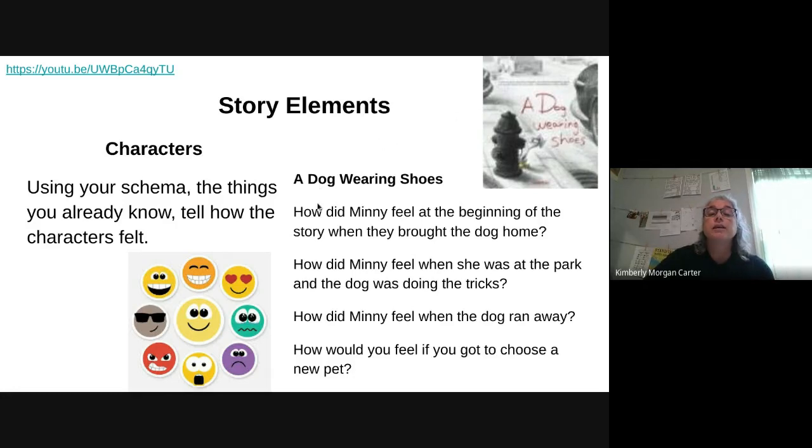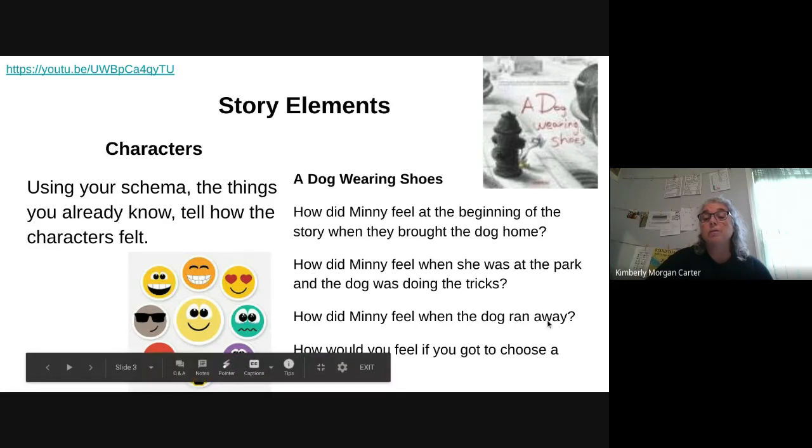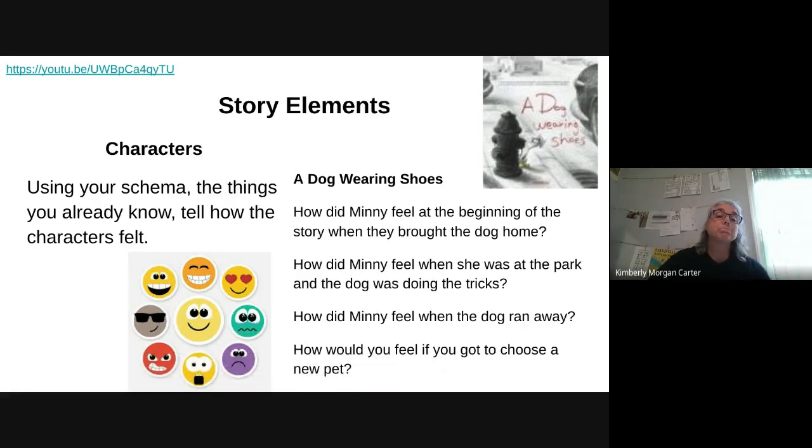And you're going to think about, how did Minnie feel at the beginning of the story when they brought the dog home? How does she feel when the dog is doing tricks at the park? How does she feel when the dog ran away? And how would you feel if you got to choose a new pet? So click on the link below, A Dog Wearing Shoes. When you're done, I'd like for you to answer these 4 questions in writing. Have an adult help you take a picture and post it to our Google Classroom.